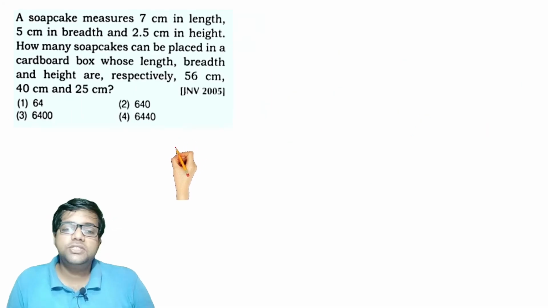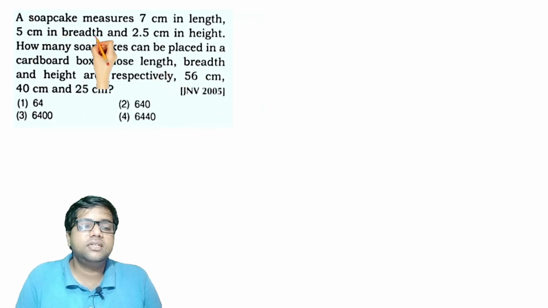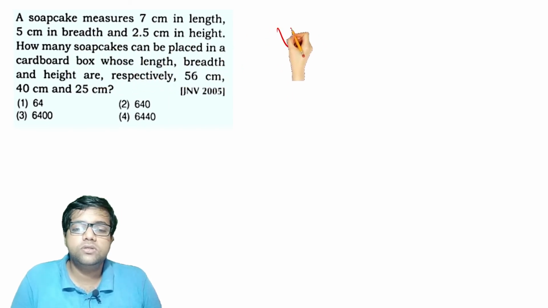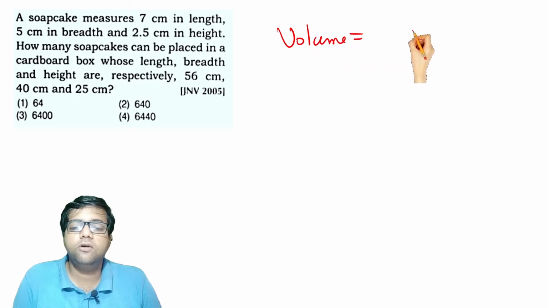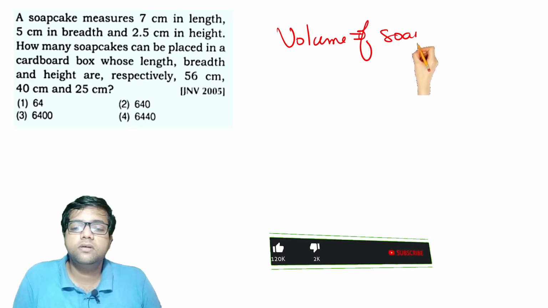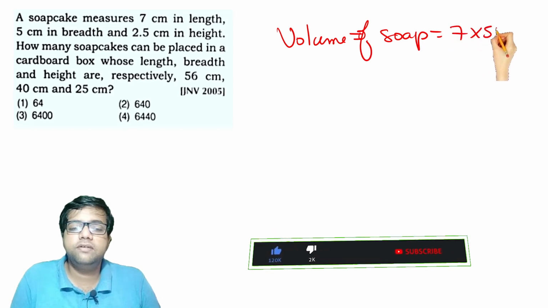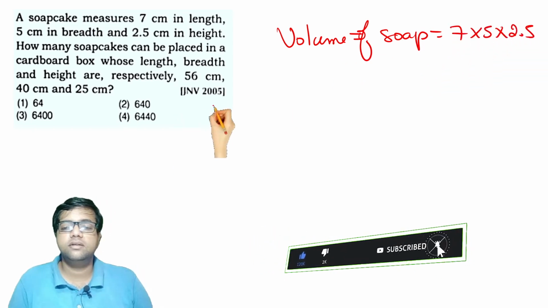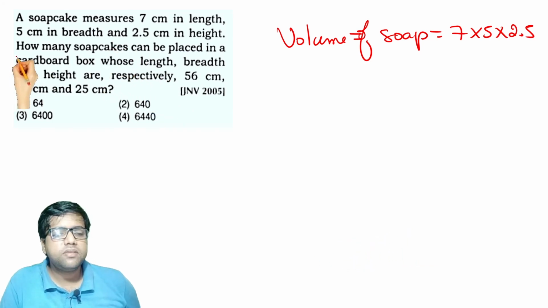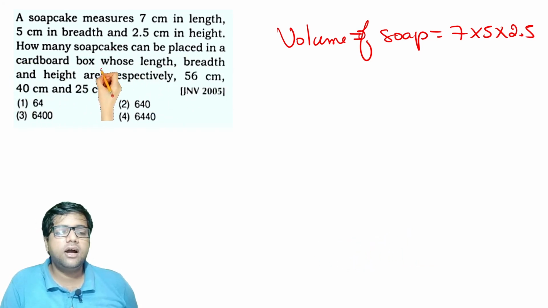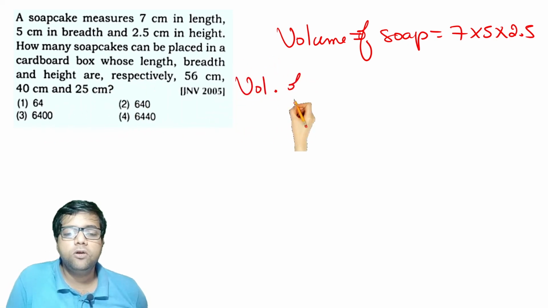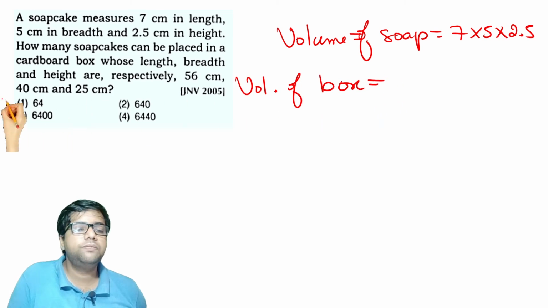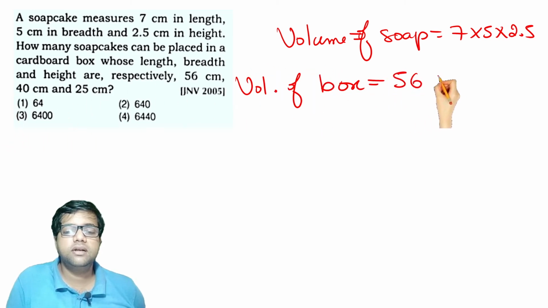A soap cake measures 7 cm in length, 5 cm in breadth, and 2.5 cm in height. So we are given the information for the volume of soap: 7 into 5 into 2.5. And how many soap cakes can be placed in a cardboard box whose length, breadth, and height are respectively 56 cm, 40 cm, and 25 cm? The volume of the box is also given.